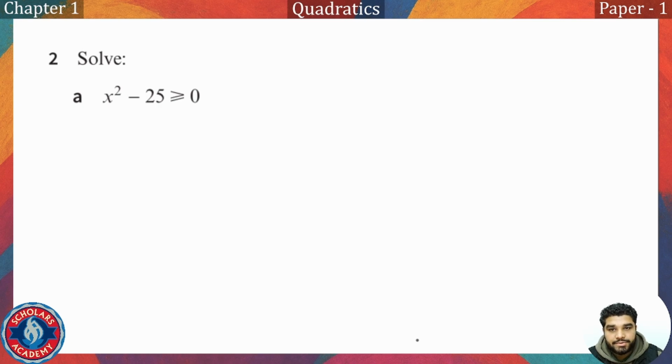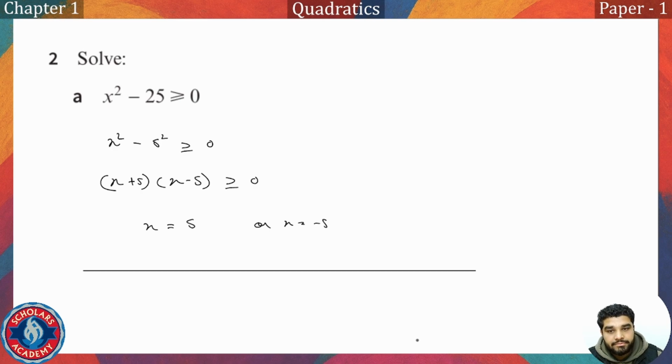So x square minus 25. We can convert it to x square minus 5 square greater than or equal to 0. So from here what we get is x plus 5 times x minus 5 is greater than or equal to 0, and this gives us two zeros of this quadratic equation. So x is equal to 5 or x is equal to minus 5. These two zeros break the real line into three parts. One is negative 5, one is 5. So we are getting these three intervals.